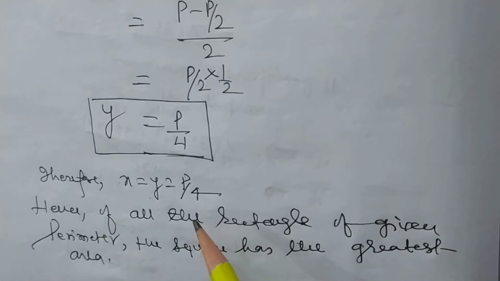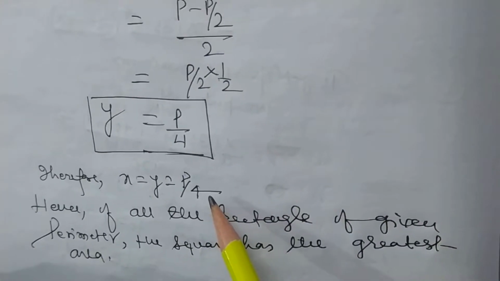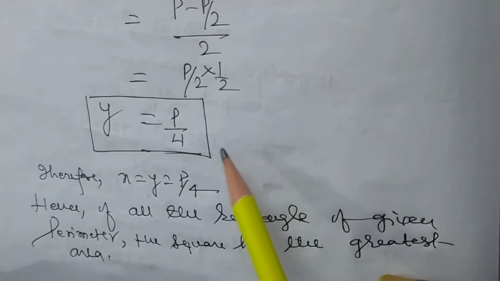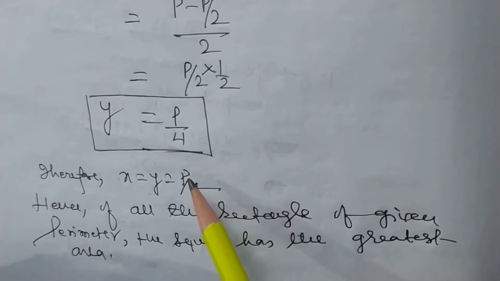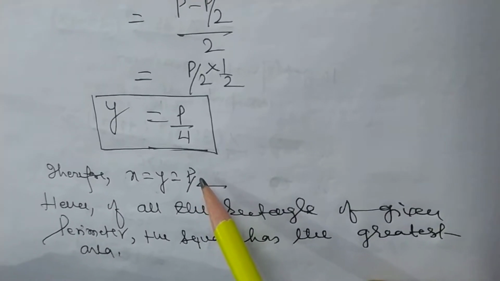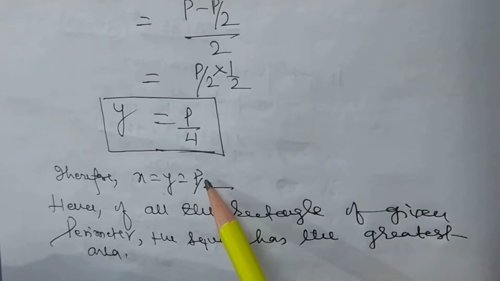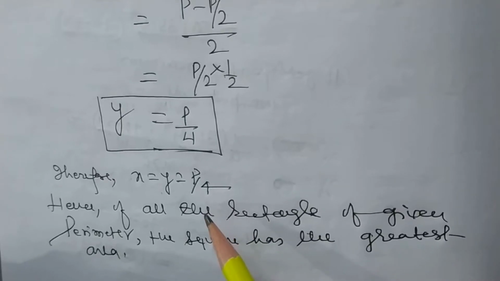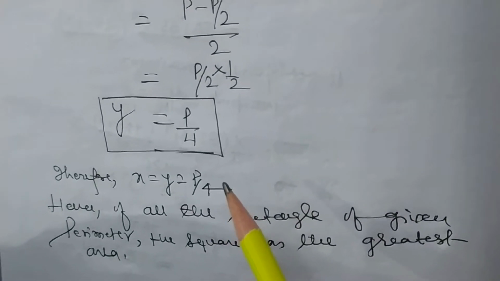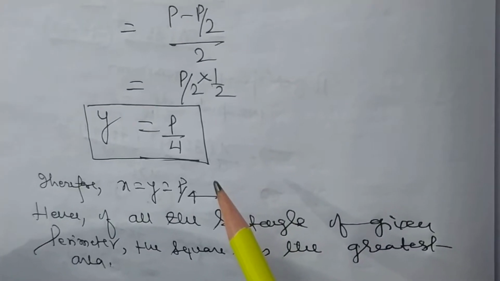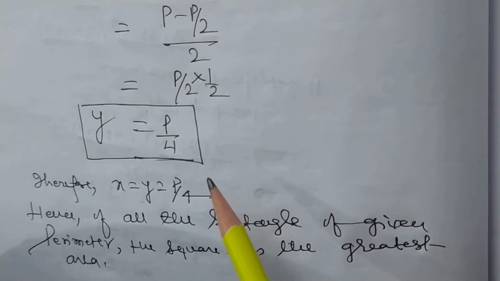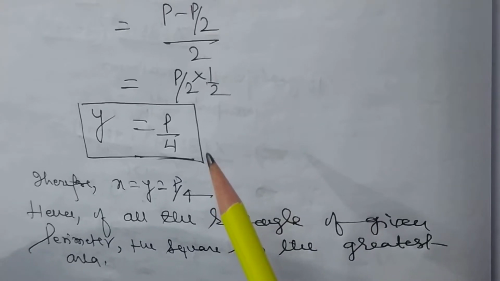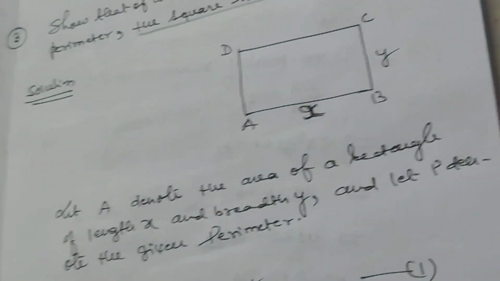This is a very, very important question for multiple type also. When the perimeter of a rectangle is given, then its area will be maximum when the side of the rectangle will be p by 4, perimeter by 4. So in this way, we can solve this problem. And you must remember this result also, so that in case of a multiple type question having 2 marks, you may solve this problem. Now, I want to solve the next problem.